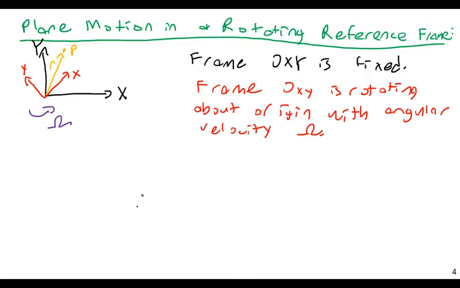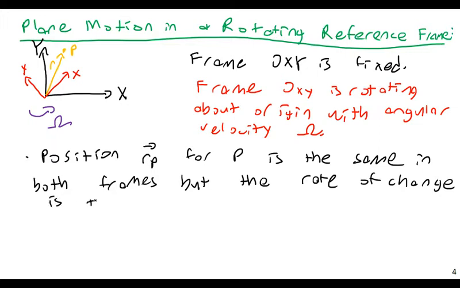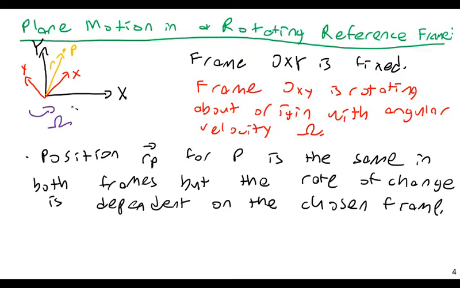Now, let us consider here. The position vector will be the same regardless of the axis. Position vector r_P for particle P is the same in both frames of reference. But the rate of change is dependent on the chosen frame. What do I mean by this? Well, let's think about this. So this rotating reference frame is spinning.